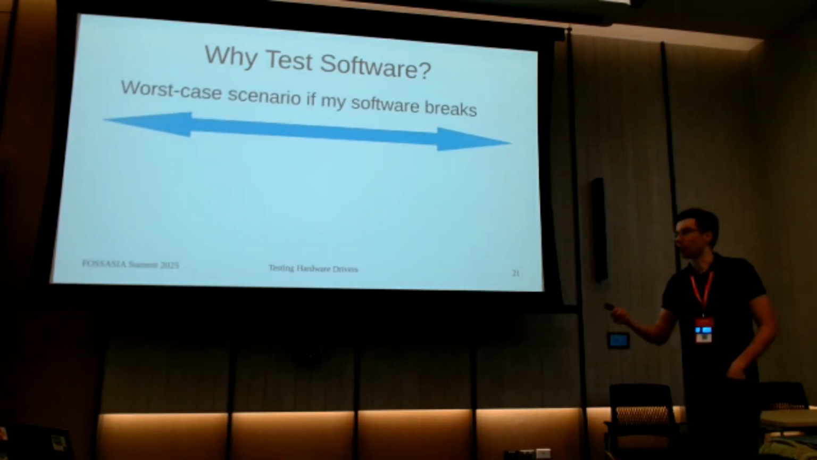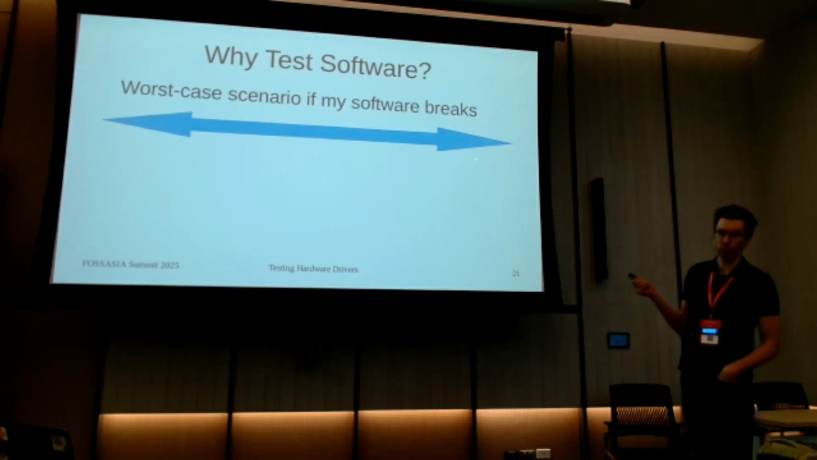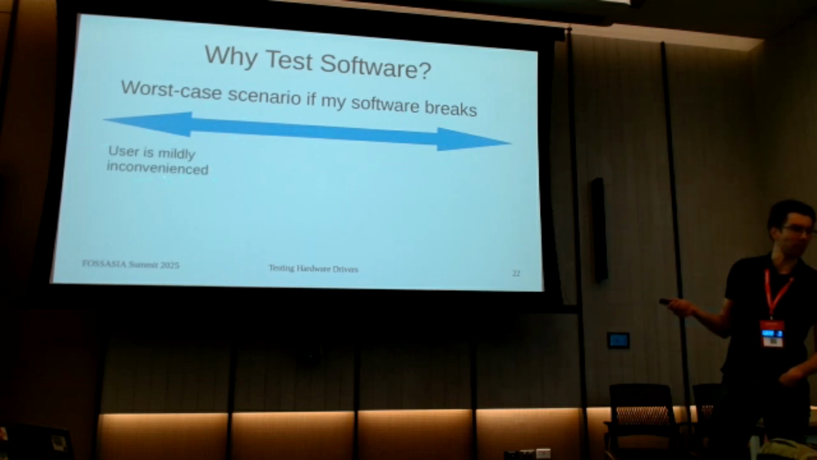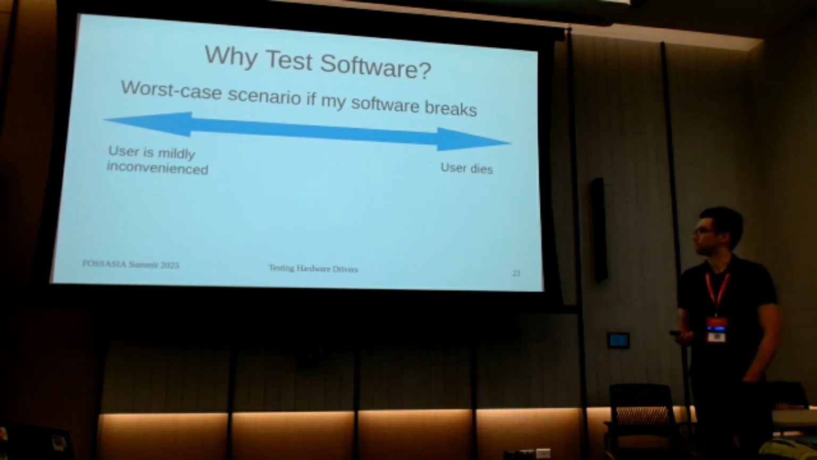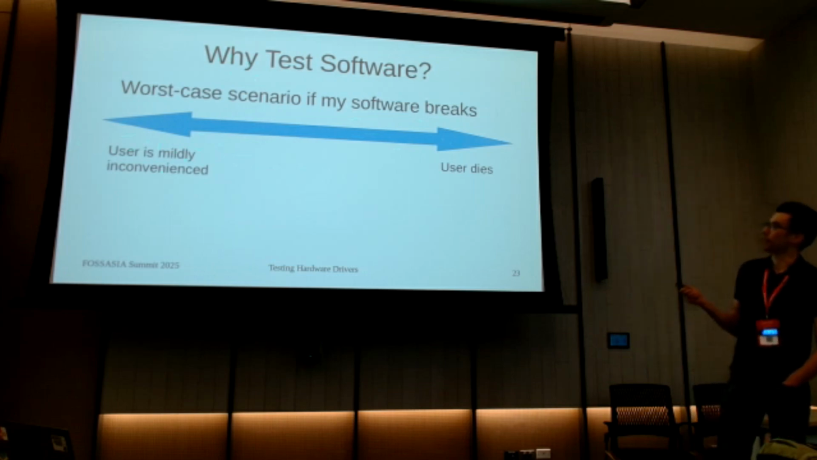So, attempting to answer the question, every piece of software exists on a scale of severity of worst case scenario. If the software stops working, if the software breaks, what is the worst thing that can happen? On one end of the scale, the user is kind of annoyed. The software isn't really doing anything very critical, but it broke and the user is annoyed. On the other end of the scale, the user dies.